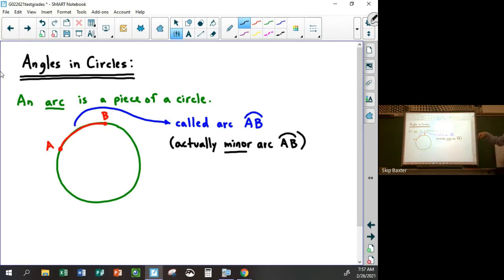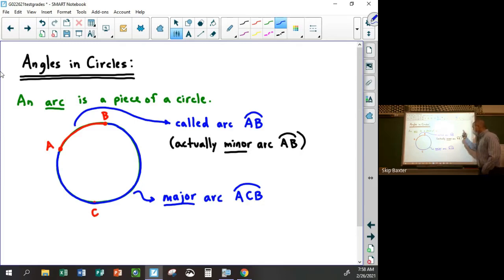If you want to talk about the other way, that's called the major arc, and you actually need an intermediate letter or point to talk about that. Like you have to have a third point over here, C, and then you can talk about arc ACB, and that's indicating if you go from A to B, going through C first. Okay, so that's what this arc would be. That arc would be major arc ACB.